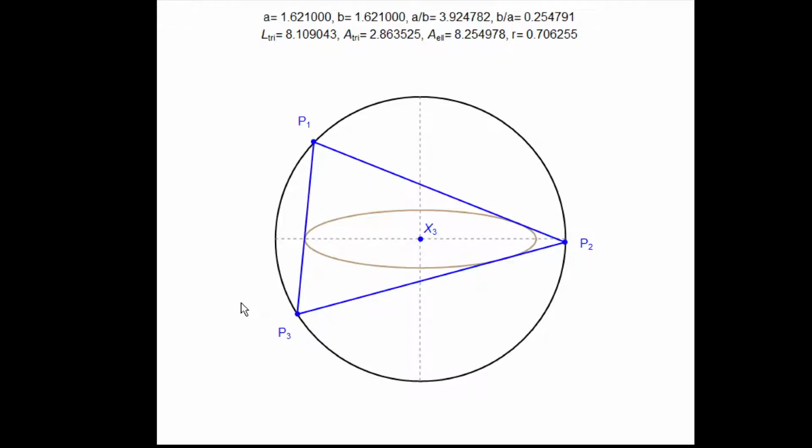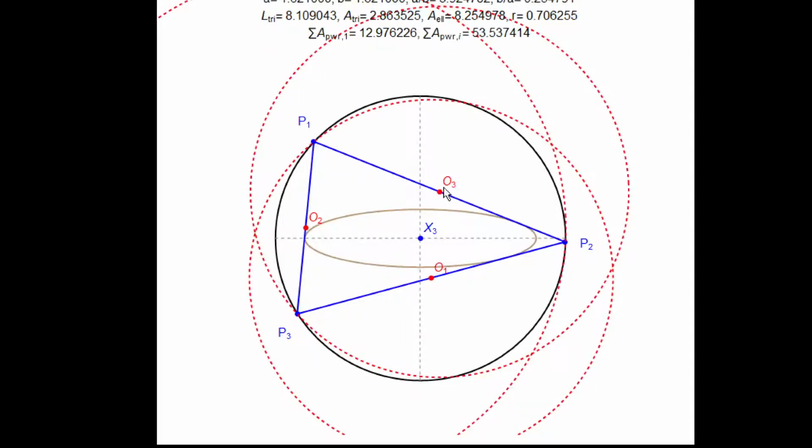Okay, I want to talk about the concept of the power circles of a given triangle. So I'm going to locate on each one of the sides of this triangle their midpoints, and I'm going to draw three circles, each of them centered on a midpoint. For example, O1 is the midpoint of side P2P3, and I want the circle centered on O1 to pass through the opposite vertex P1.